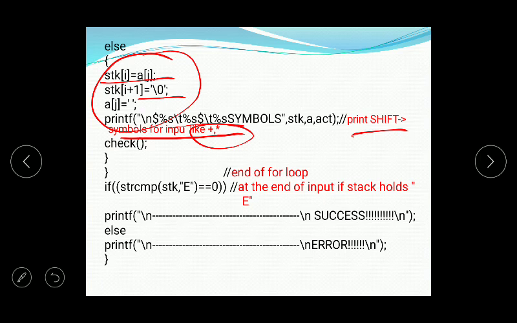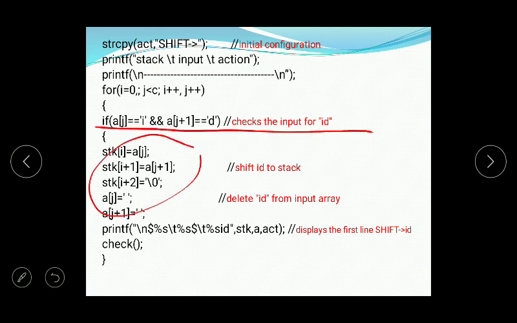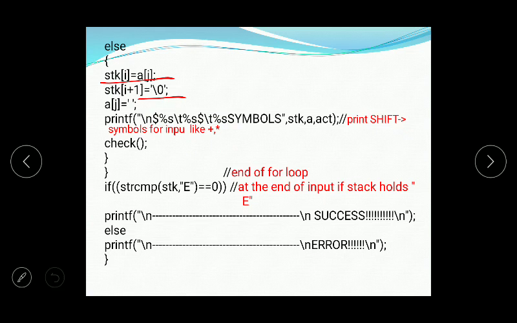For shifting, we have either ID or plus and star in the input. If it is ID, it is pushed by using this function. If this is ID, check for the input ID, then push like this. Otherwise, we have only plus and star, which are pushed using this function. Then also call the check function. This is the end of the for loop. After this, the for loop is incremented, both stack and input array indexes are incremented by 1.